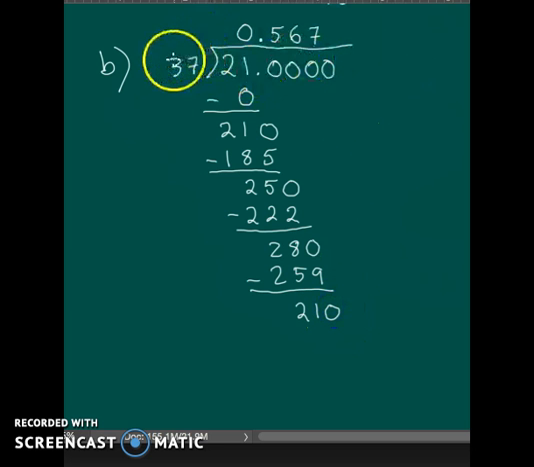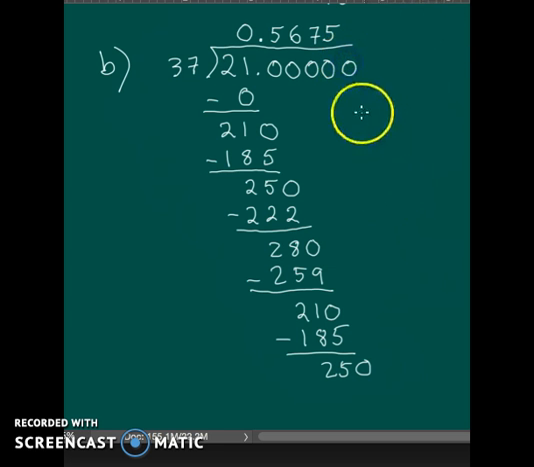And how many times does 37 go into 210? Oh, we've already asked that question. Why? It goes 5 times. And if I multiply 5 by 37, I will once again get 185. And when you subtract that, you get 25, and you take down another 0.